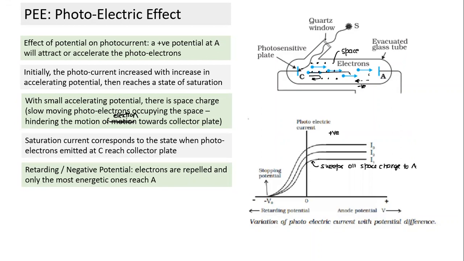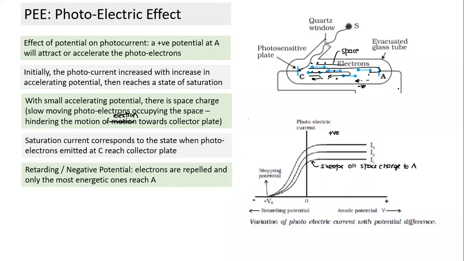Faster moving electrons will travel more distance, and only very fast electrons may reach here. But once they reach here, they'll get collected. Is this figure understood? Tejas, yes sir. Tejas, are you clear? Yes, sir.